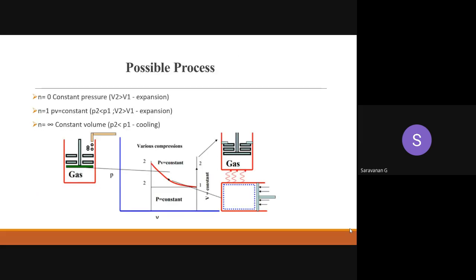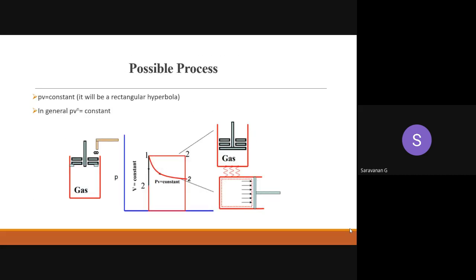N equal to 0: if you put n equal to 0 in PV^n equal to constant, what will happen? PV^0 equals 1, so P equal to constant. That is the first one, constant pressure. That means volume 2 is greater than volume 1. We put n equal to 1. That means pressure 2 is less than pressure 1, and volume 2 is higher. That is again expansion, PV equal to constant, that is isothermal. Then n equal to infinity: again PV^n equal to constant with n equal to infinity. That is a constant volume process, P2 less than P1. Like that, each process is given by the general expression PV^n.